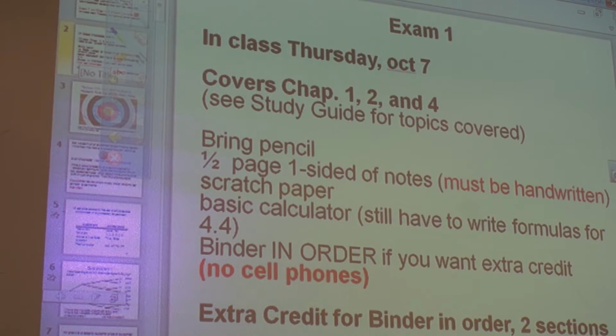So you have 2 sections of the binder. One is going to be your quizzes, all in one section, in order, completed and corrected. And then you're going to have a second section of all your notes. Again, complete and in order. You can get up to 2 points extra credit for that.